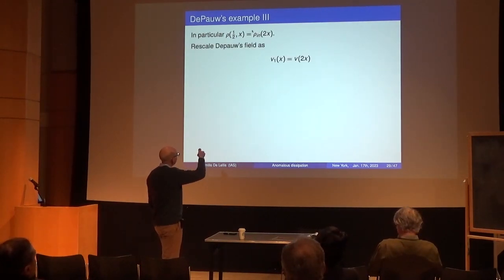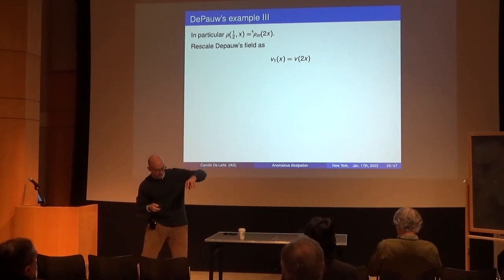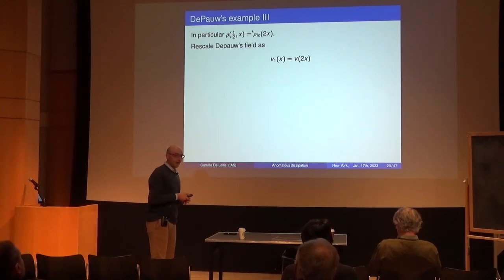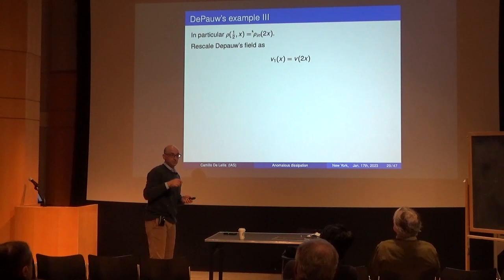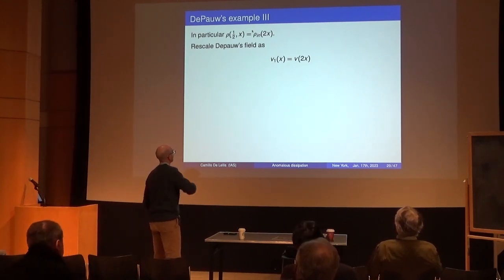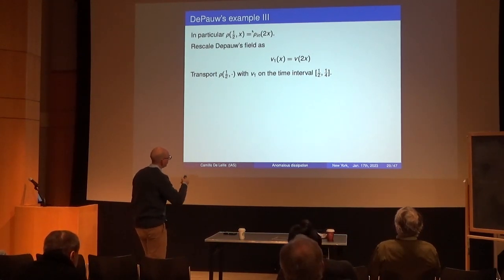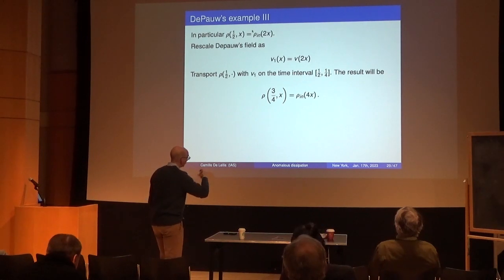So now I do it with v1(x) equal v(2x). So I'm just repeating the vector field at half the scale. And now I'm refining the checkerboard by a half again, but I need half the time that I had before. I mean, I need 1/4 of the time to do that. Okay, and I do it in the time interval 1/2, 3/4. Sorry. At time 3/4, I get rho initial computed on 4x.